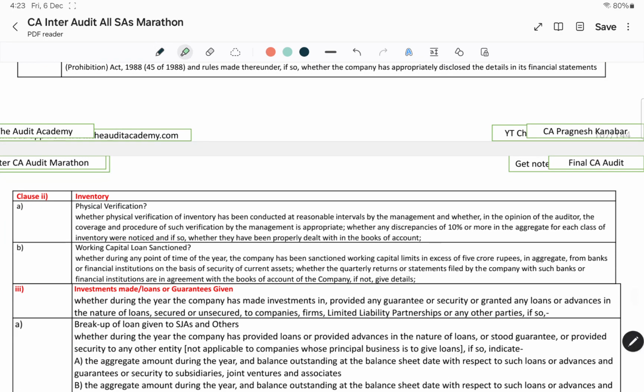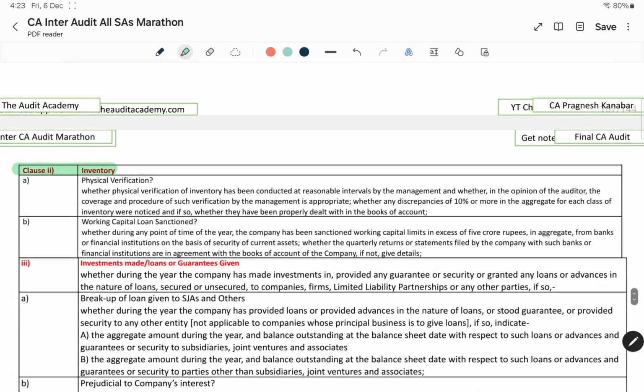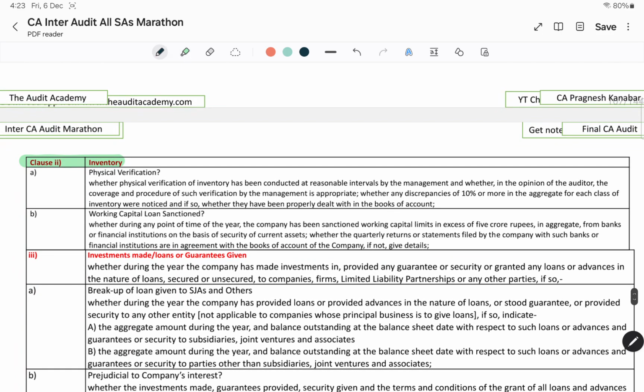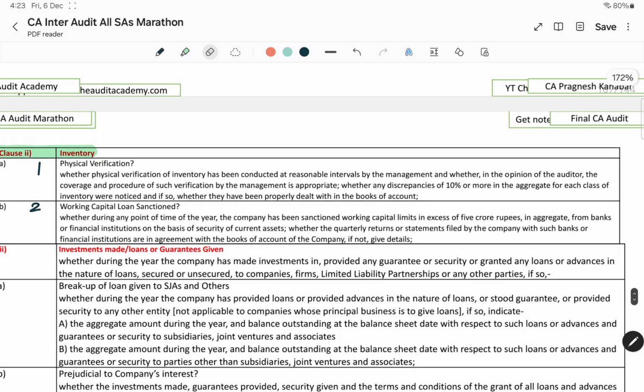The next clause is inventory. In that, the auditor needs to check and report on physical verification and working capital loan sanction, working capital loan mentioned. The first is physical verification.